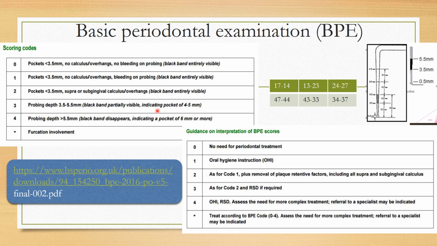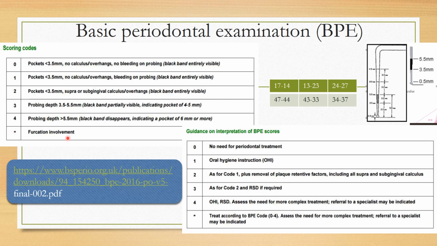So the black band will be partially visible, indicating a pocket depth of 4 to 5 mm, which is mild periodontitis. Then if the probing depth is greater than 5.5 mm, the black band totally disappears, which indicates a pocket depth of 6 mm or more. If there is any furcation involvement, it is denoted as a star.